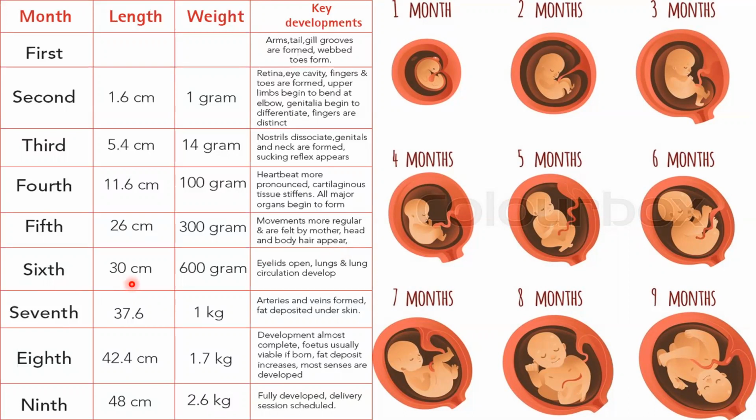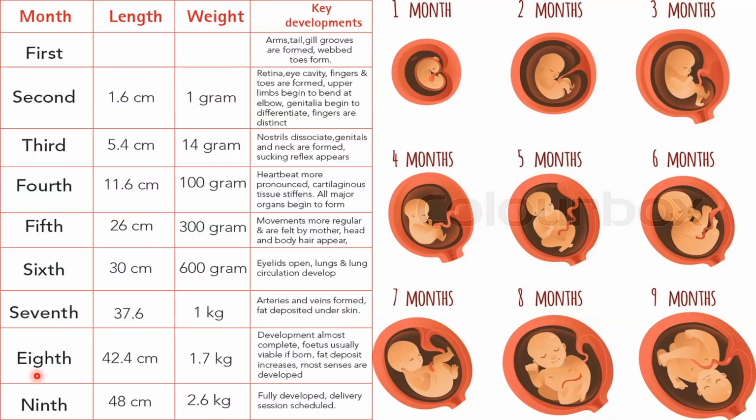Sixth month: length is 30 centimeter, weight is 600 grams. The child will now be able to open its eyelids. Lungs and lung circulation will be developed. Heart circulation will be developed, not lung circulation over here. Seventh month: 37.6 centimeter. Weight will be 1 kilogram. Arteries and veins will be formed and fat will get deposited under the skin. At this time, it will appear a bit transparent and you will be able to see the arteries and veins.